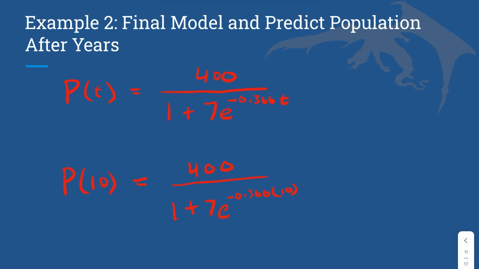And I approximately get 339 elephants. So we see the process is pretty simple and straightforward. We're going to do another example, not dealing with animals.